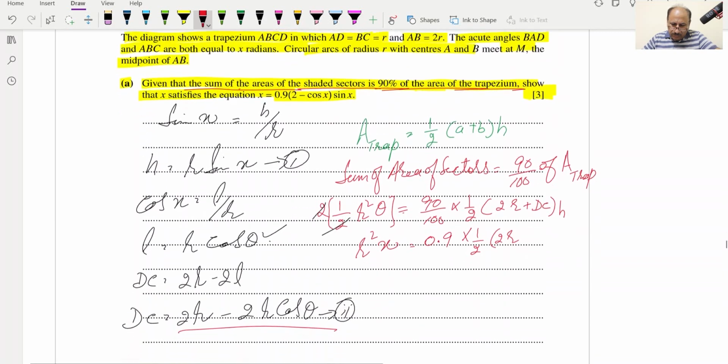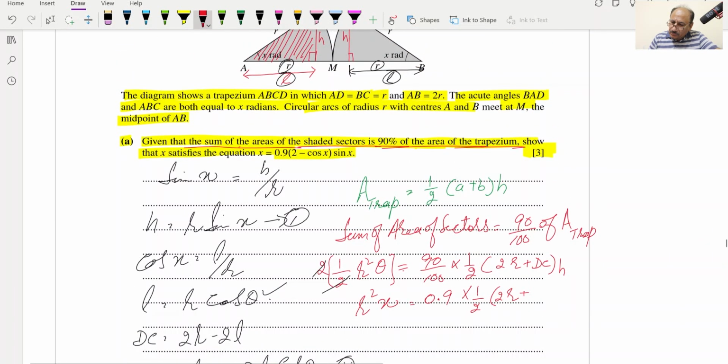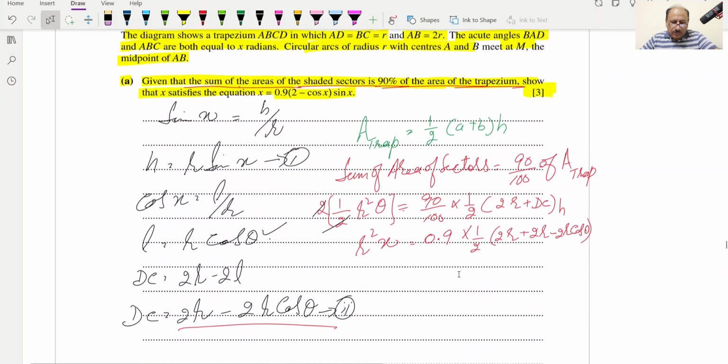DC value is this one, 2r minus 2r cos theta, plus 2r minus 2r cos theta, into h value also we can write, and h value is r sine x. Now what we can do, we can cancel r. Okay, before cancellation, we'll multiply. This will be 0.9 into 1 by 2, and this will be 4r minus 2r cos theta. 2r we can take common outside, so we can write here 2r, and inside will be 2 minus cos of theta, and r sine theta.